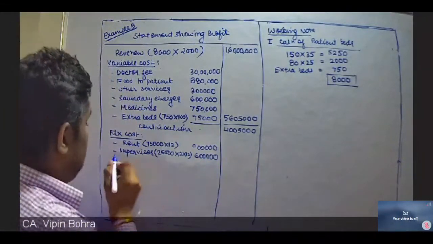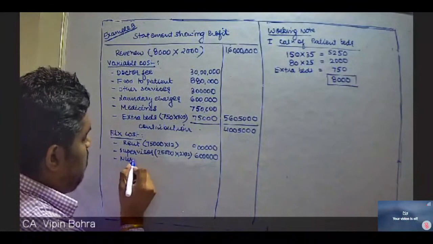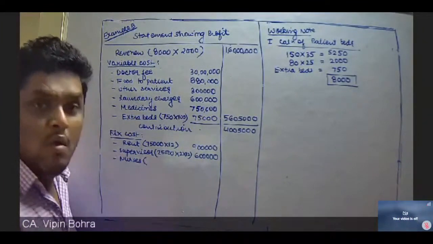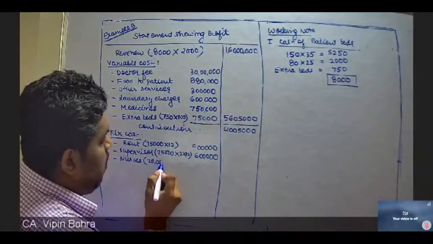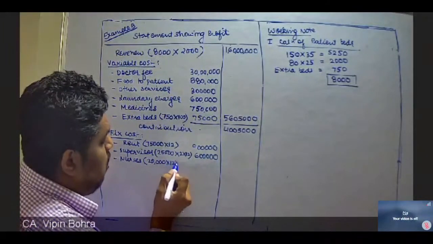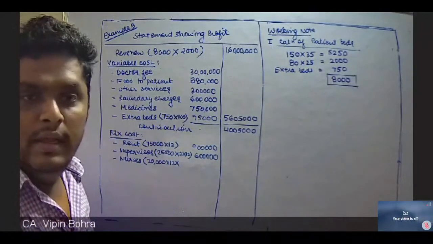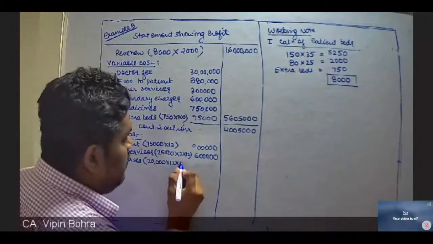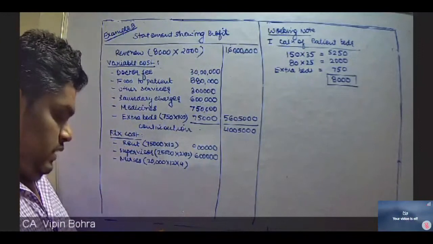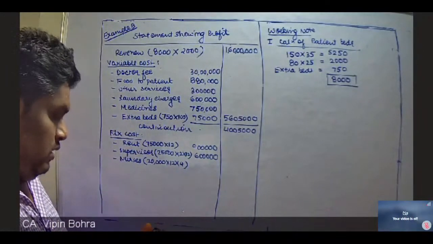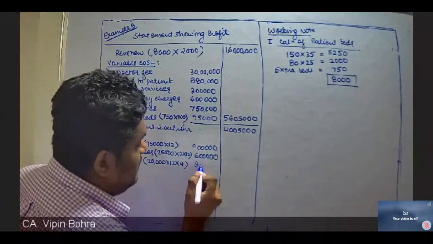Nurses. 20,000 per month into 12 months into how many nurses? 4 nurses. So 20,000 into 12 into 4, 9,60,000.